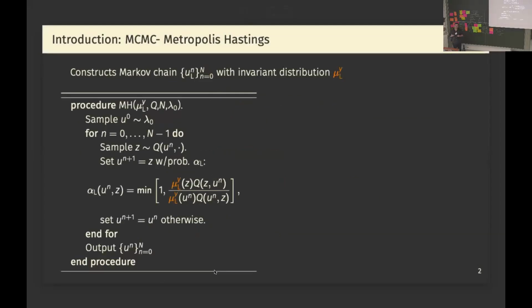Now we want to sample from this posterior. Perhaps the best way of doing so is using a Markov chain Monte Carlo method. So we create a Markov chain whose invariant distribution is the distribution that we ultimately want to sample from, or are able to sample from, so mu YL in this case.